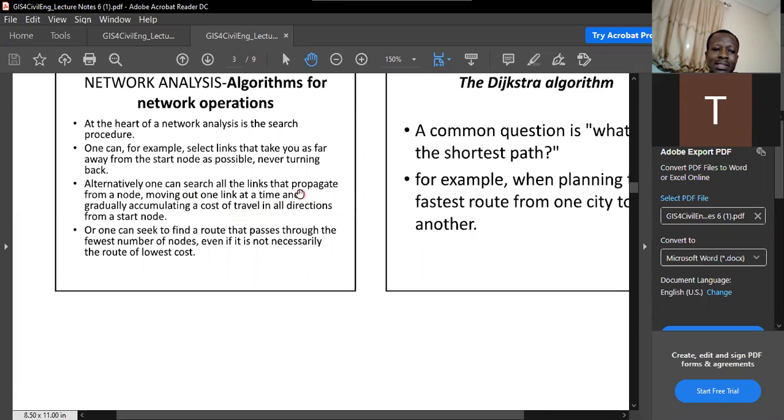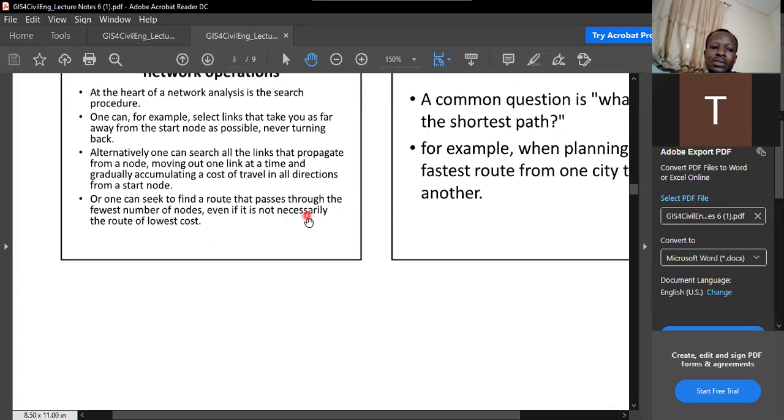Essentially, one can search all links that propagate from a node, moving out one link at a time and gradually accumulating the cost of travel in all directions. That's also possible. One can also find a route that passes through the fewest number of nodes. If you really want to travel to Kumasi, you don't want to be visiting Samanta and all that. You just want to get to Kumasi. So what's the point in going through some villages that you're not interested in? In that case, you're avoiding these, and that happens in countries where they have multi-modal networks. In other words, you can have networks in which there are different hierarchies.